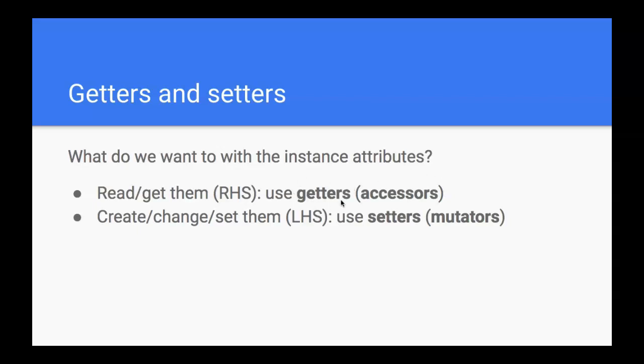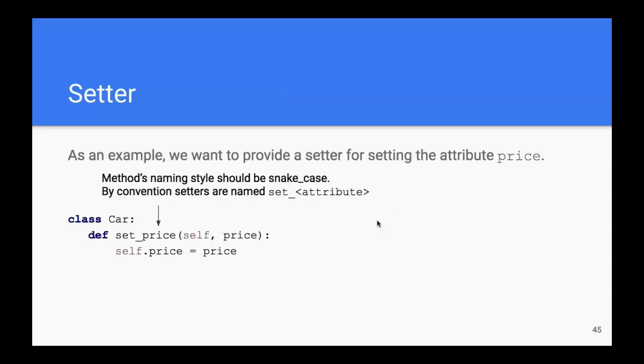I just like the term getters. It's a simpler word, and much easier for me to say. And then to write them, change them, or set them, we use what I call setters. In the readings, they're called mutators. Again, I like the simpler term, setters. So we're going to write getters and setters. We're going to start with the setters because they are more complicated.